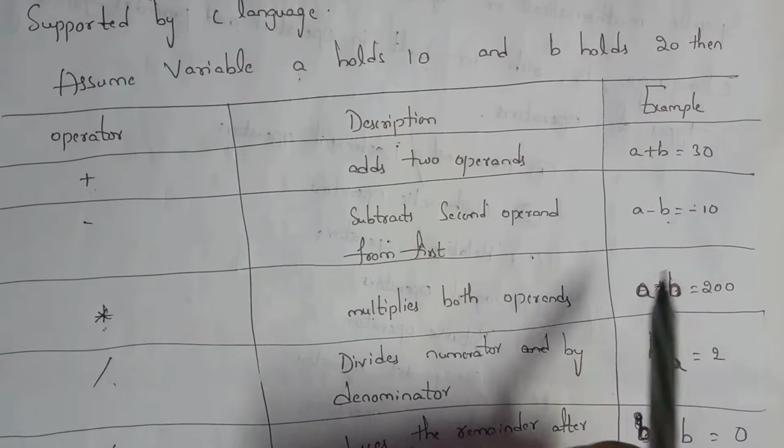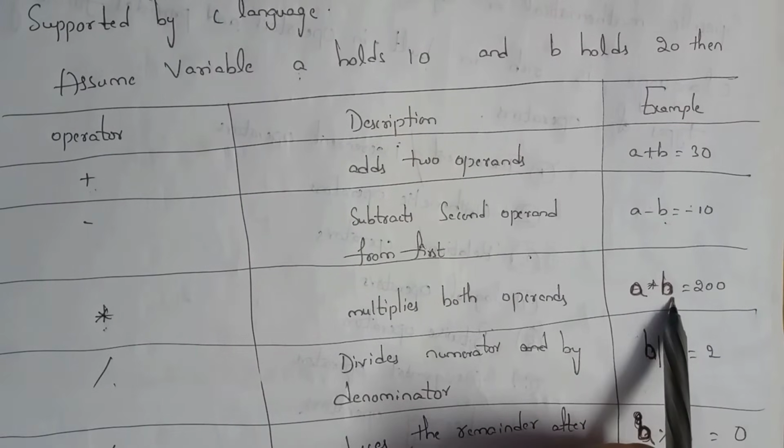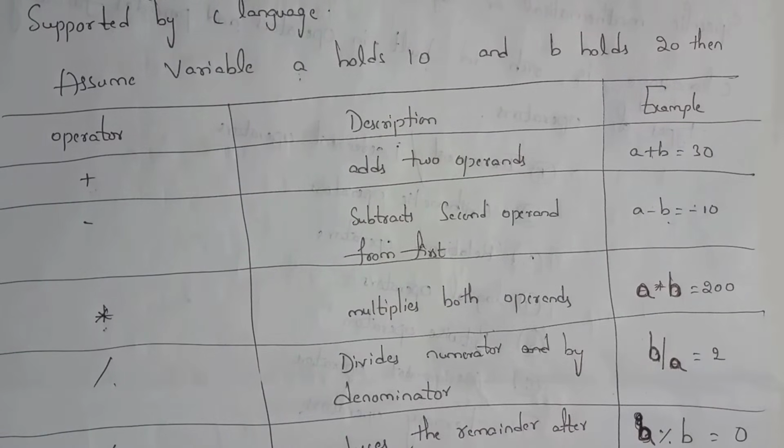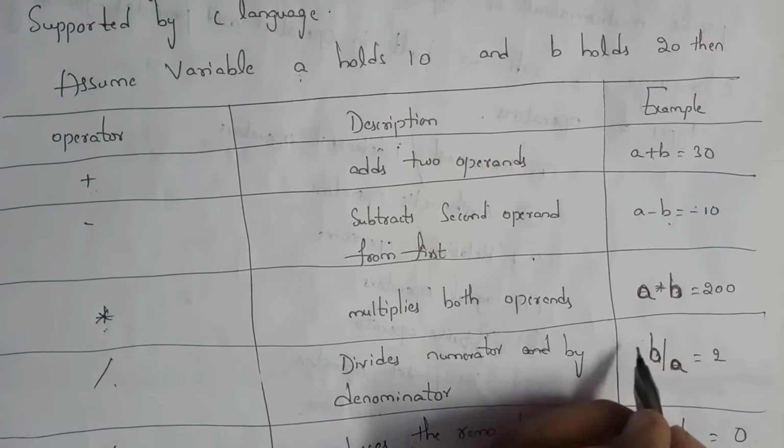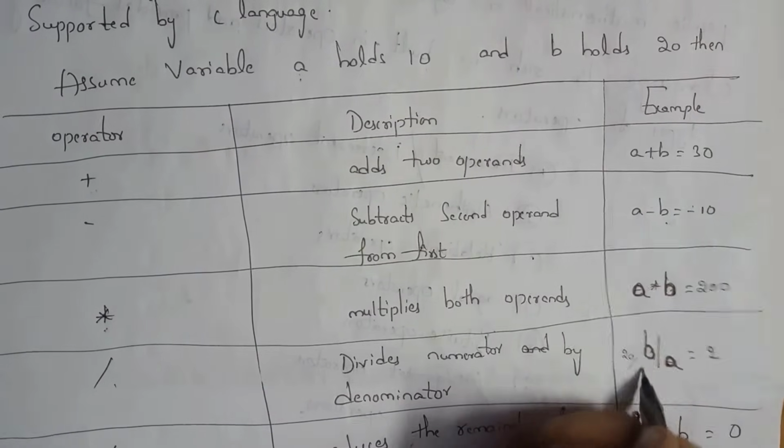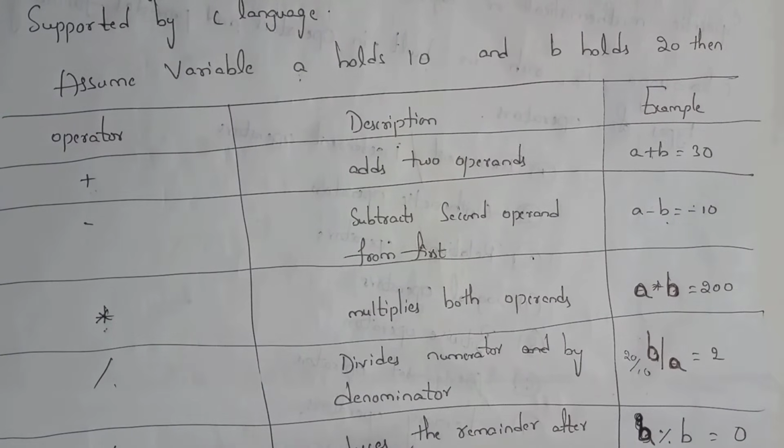Next multiplication, a asterisk b, that is 10 into 20, that is 200. Next one is division, that is b by a. Value of b is 20 and value of a is 10. So I will get output as 2 by 1, that is 2.